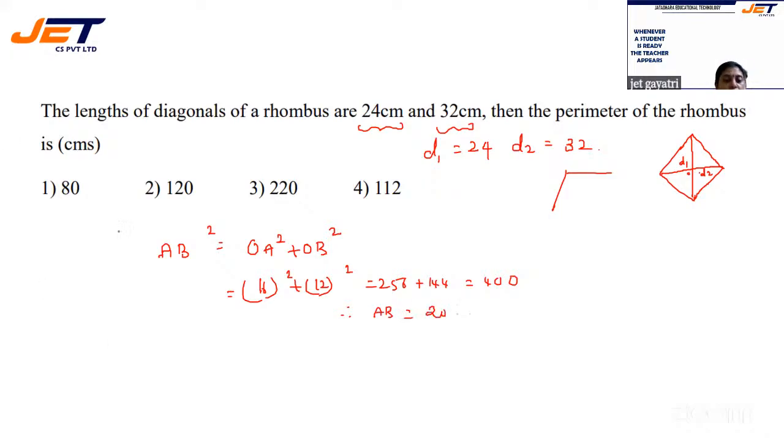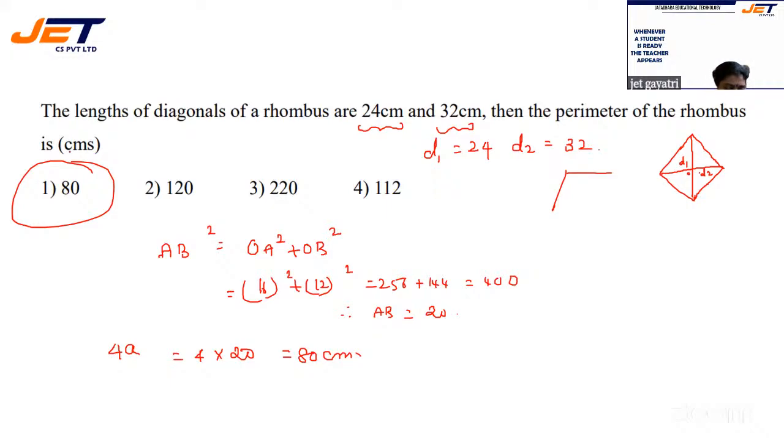All right, now what is the perimeter of the rhombus? It is nothing but 4A. So 4 into 20 will be 80 centimeter. So that is how your option 1 is the correct one. Hope you would have got the same answer. Option 1, 80 centimeter is the correct one.